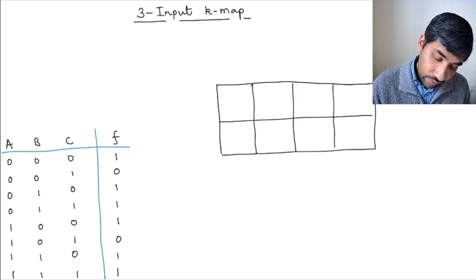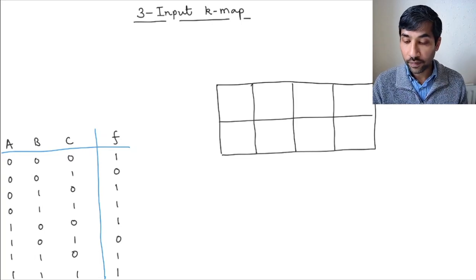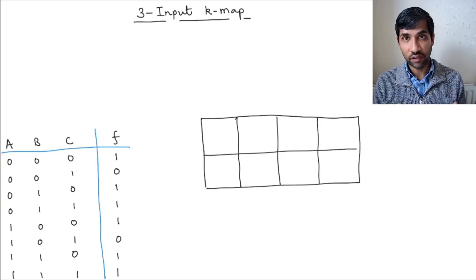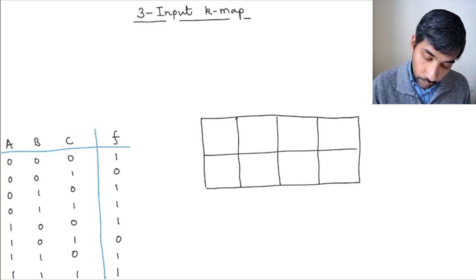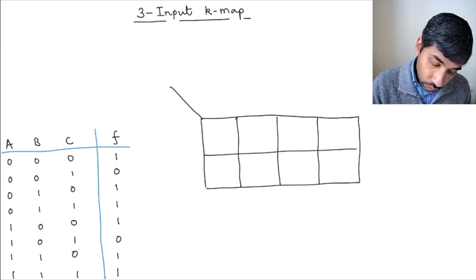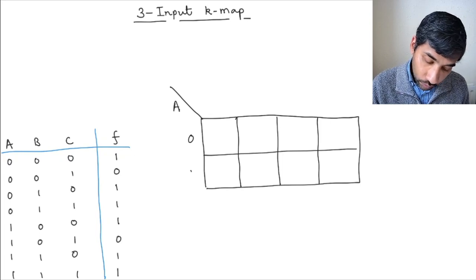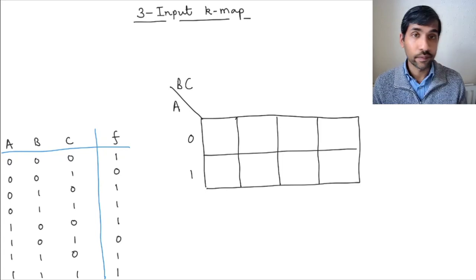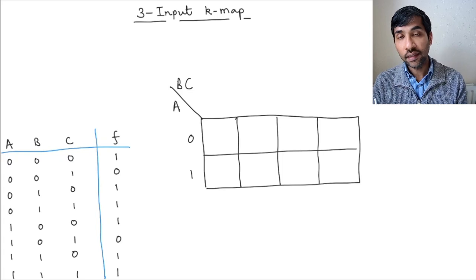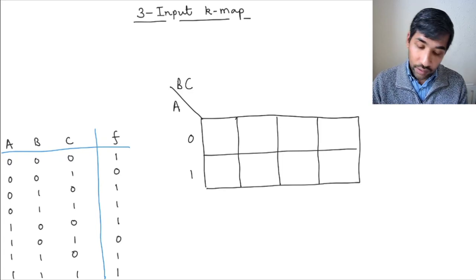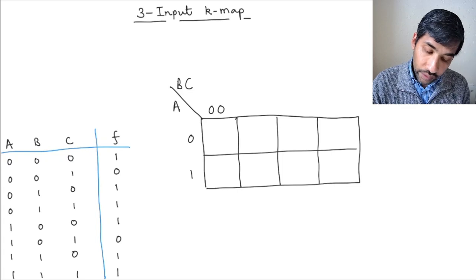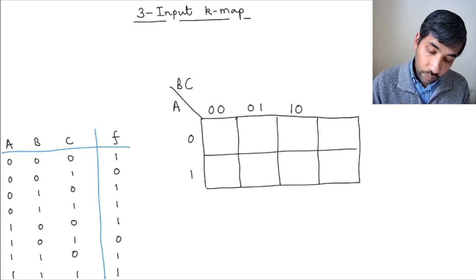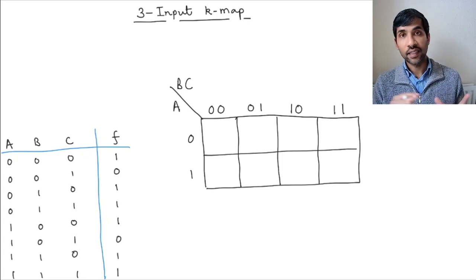So this has eight squares in it corresponding to the eight combinations of the inputs that A, B, and C can have. On the vertical side, we put A, which can take the values 0 and 1. On the horizontal side, we put the two inputs B and C. B and C can take four different values: 0 0, 0 1, 1 0 and 1 1.